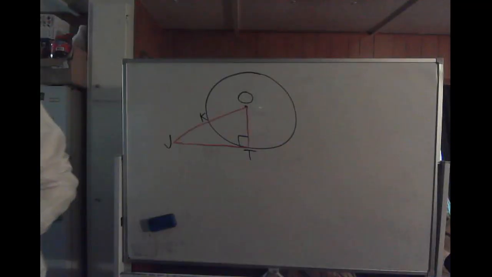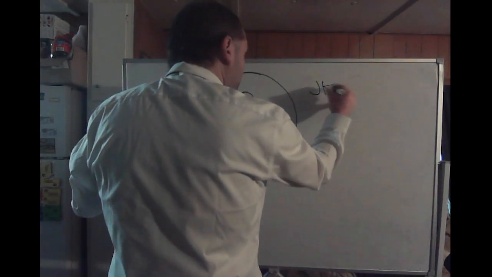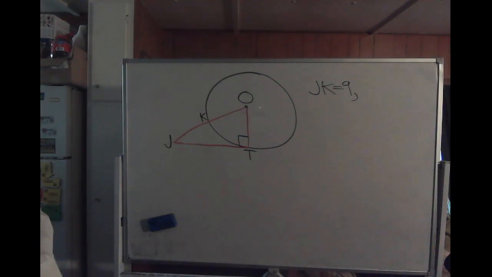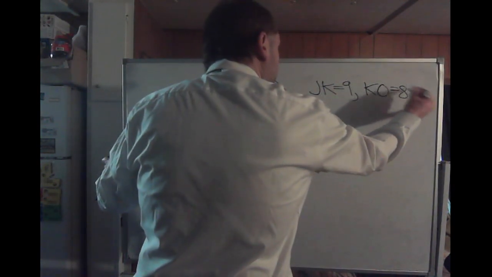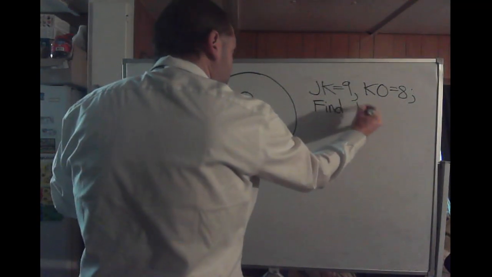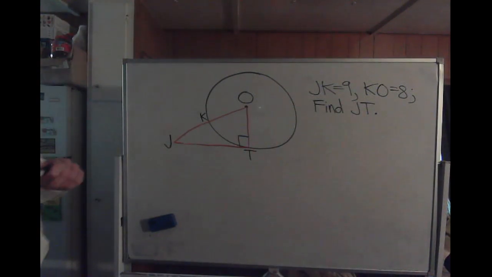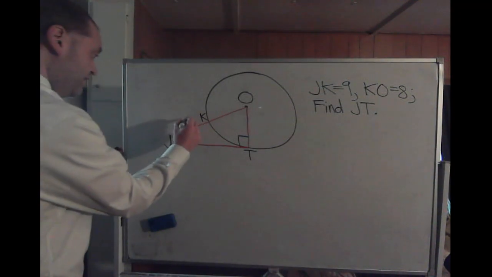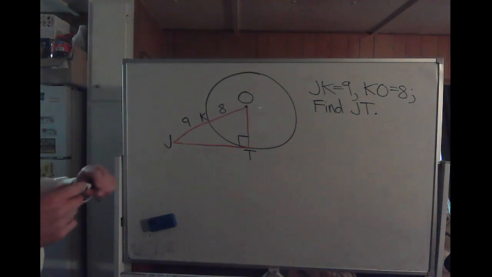All right, one more exercise with this. All right, let's see. They give us that JK equals 9. Just JK equals 9. KO equals 8. Find, this time you got to find the length of the tangent line JT. And at first this is looking really hard because you have two segments of the hypotenuse, JK having a length of 9, KO having a length of 8. They want you to find JT.